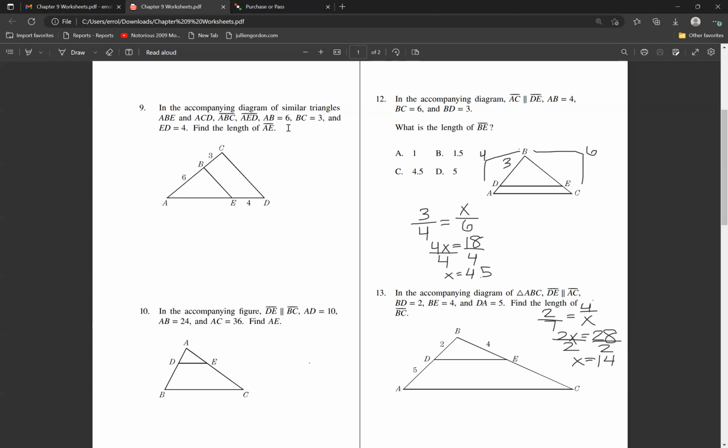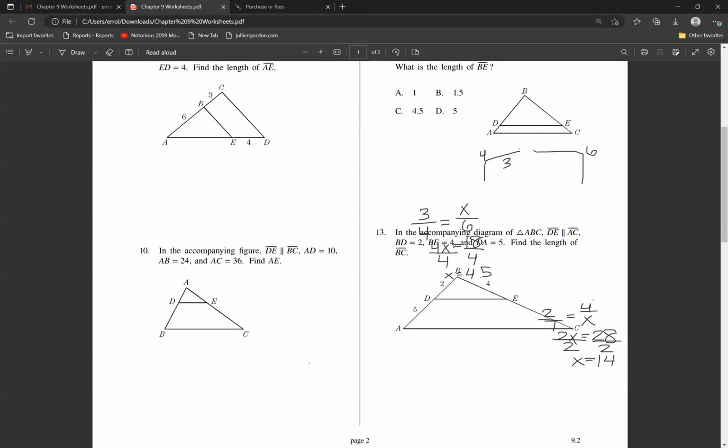Now, remember I said small triangle over big triangle? You could do it the other way too. You could put big triangle on top and small triangle on the bottom. It doesn't matter which way you do it, as long as you stay consistent on the second ratio. You get what I'm saying? But if you just want to stick with small triangle on top and big triangle on the bottom, that's fine. All right, 13.